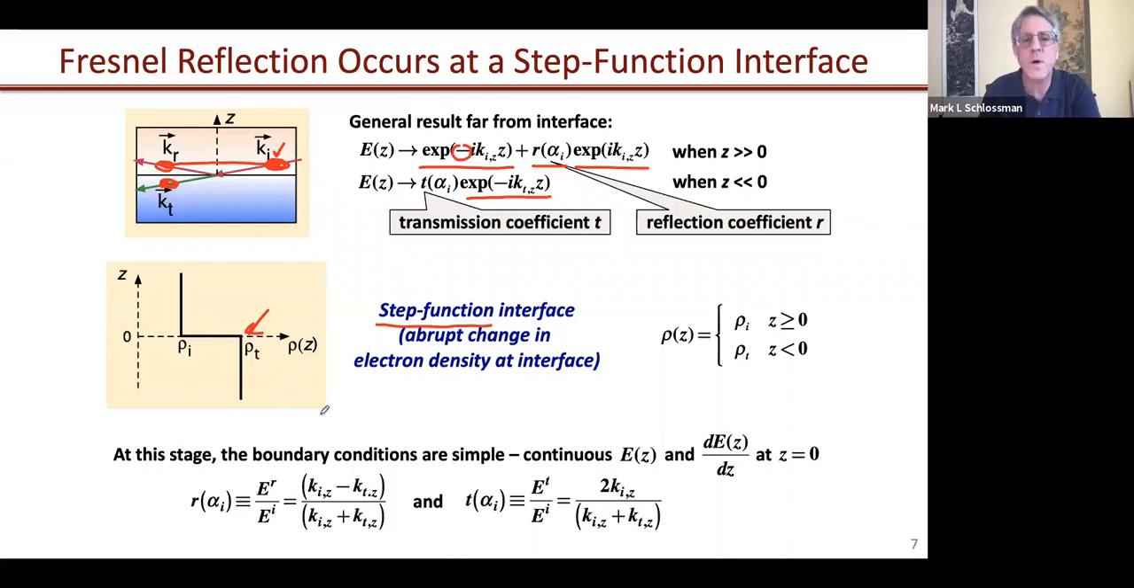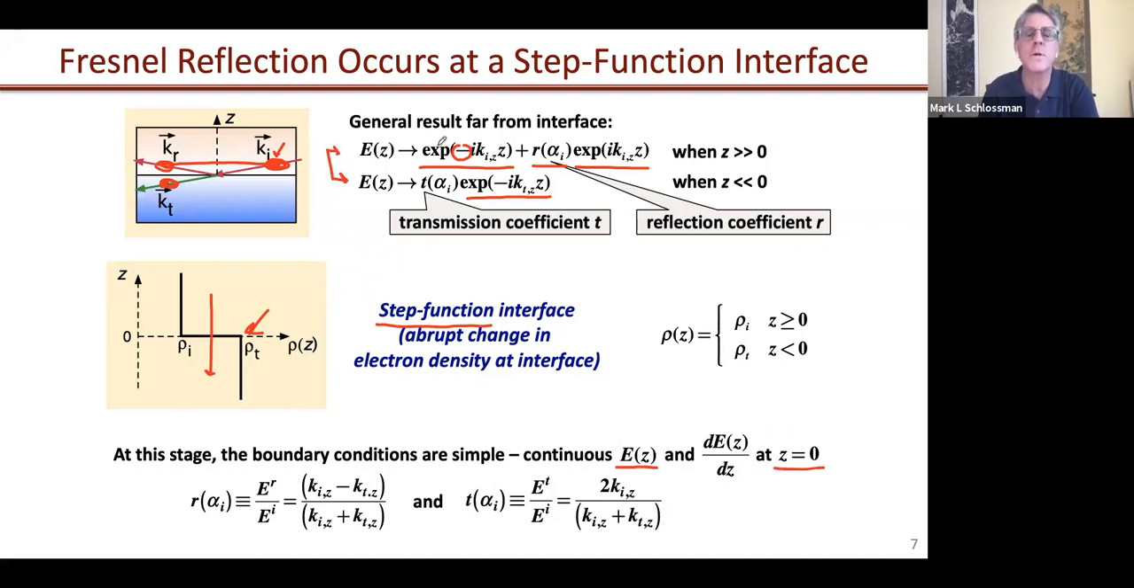The boundary conditions here are simple. As you imagine going through the interface, the electric field remains continuous as you cross the boundary at Z equal to 0. And the derivative of the electric field with Z remains continuous. So how would I use these conditions? Let's say I wanted to calculate the continuous E of Z at Z equal to 0, then I would go back up to these equations and just put Z equal to 0 in here.